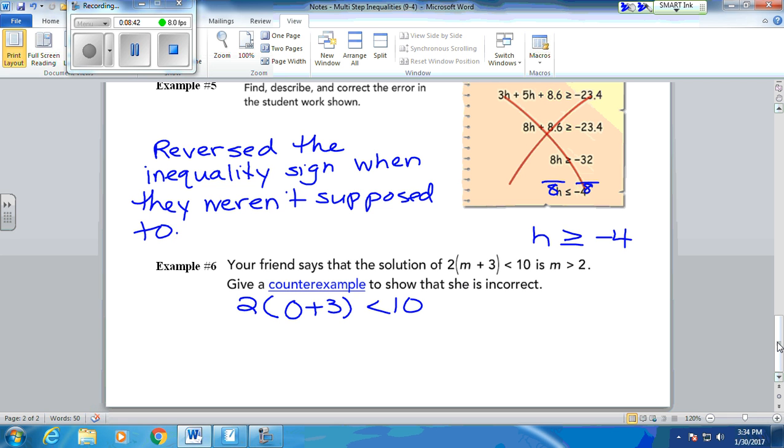And you can either use the distributive property, or we can just go through and use our rules here with our order of operations. 0 plus 3 is just 3. So I'll have 2 times 3, which will give me 6, and 6 is less than 10. And since this is a true statement, your friend must be incorrect. Okay, that's all you have to do there.